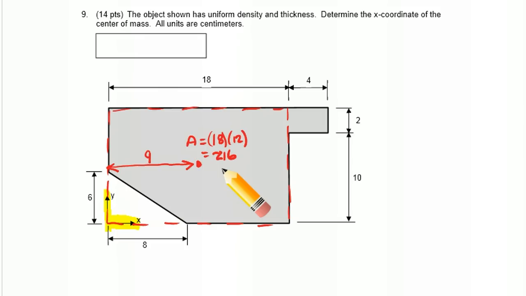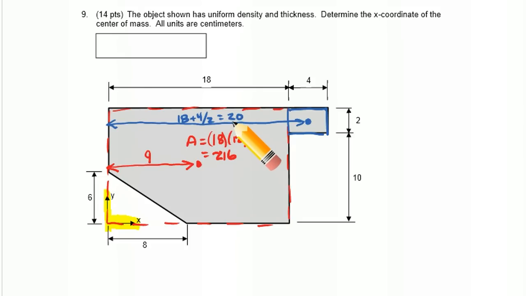Alright, we'll go ahead and work with the other positive area, this small rectangle right here. Center of mass located right there in the center. So we're going to use this distance of 18 plus half of 4, or 20. And its area, proportional to the mass, is 4 times 2, which is 8.